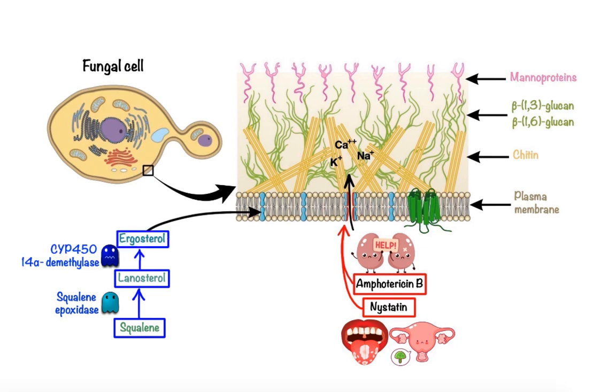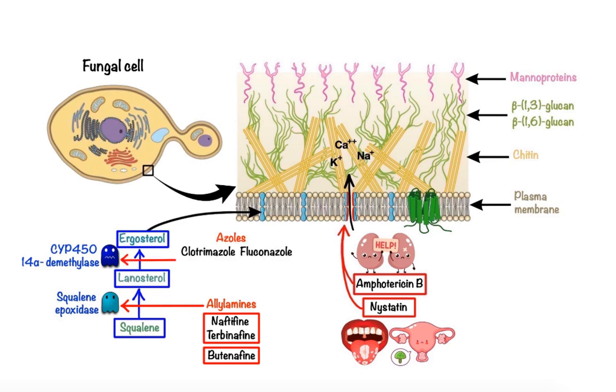Now, fungal squalene epoxidase is the target of a group of potent antifungals called allylamines, which include drugs such as naftifine and terbinafine, as well as allylamine derivative drug called butenafine. The next enzyme, 14-alpha demethylase, is the target of a group of antifungals called azoles, which include drugs such as clotrimazole, fluconazole, itraconazole, ketoconazole, miconazole, and voriconazole.